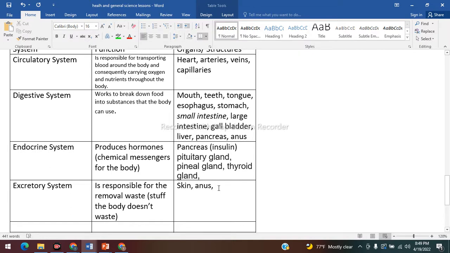What else is a good one? Mr. BT, I have a question. You say the eyes when you cry? I wouldn't say that's an excretory organ. For sure, the skin, the anus, the large intestine. Yeah, we can see that.